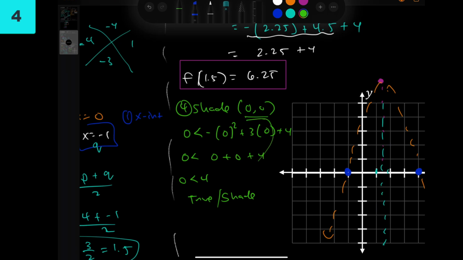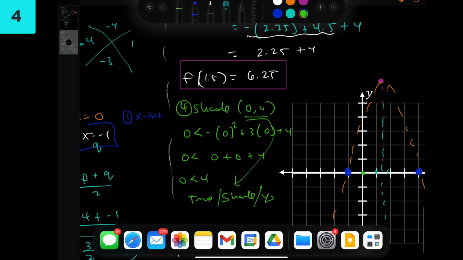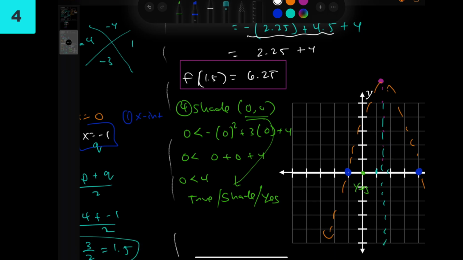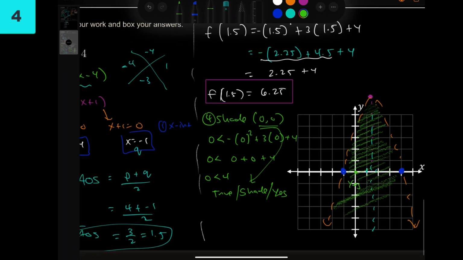we're going to shade it. So here's 0, 0 shade. This means yes shade. So yes here. So everything in here is a solution. Okay?